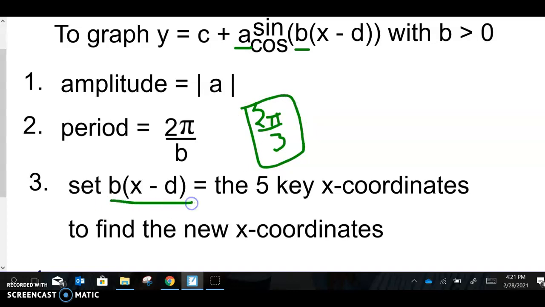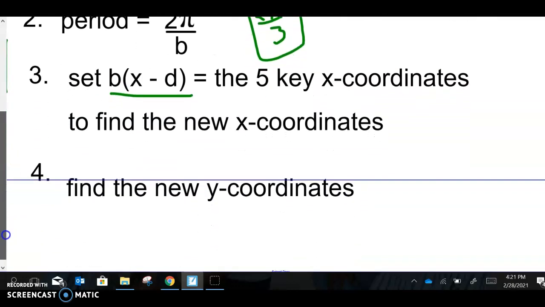I set this to the 5 key coordinates to find the new x coordinates. And then I find the new y coordinates by taking a times it. You have to find the x and the y coordinates.